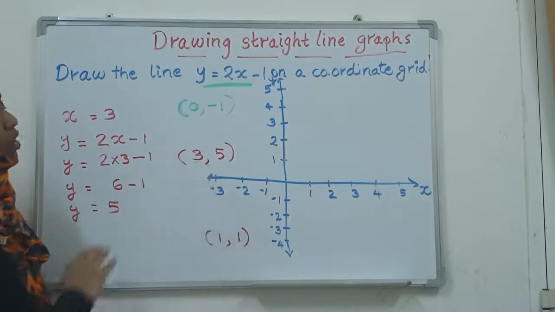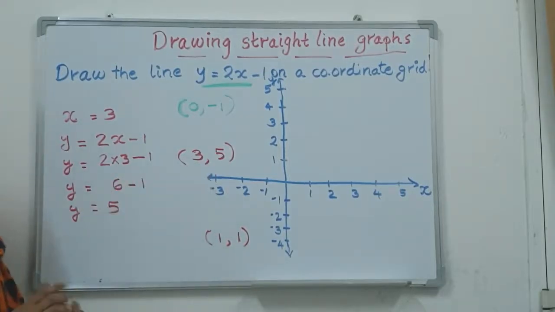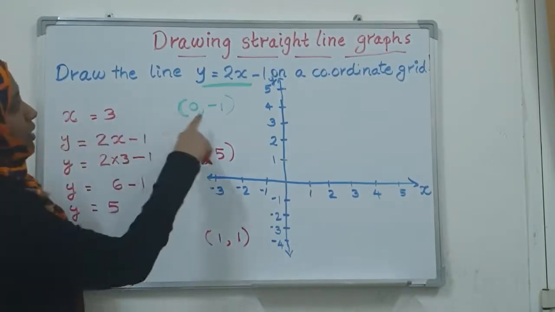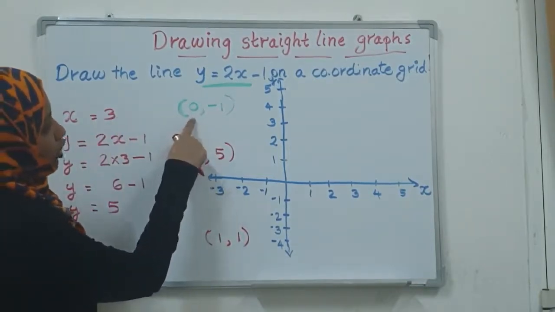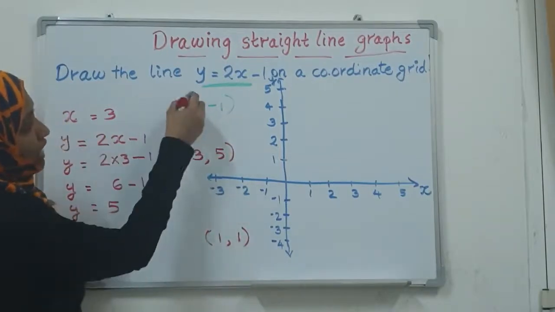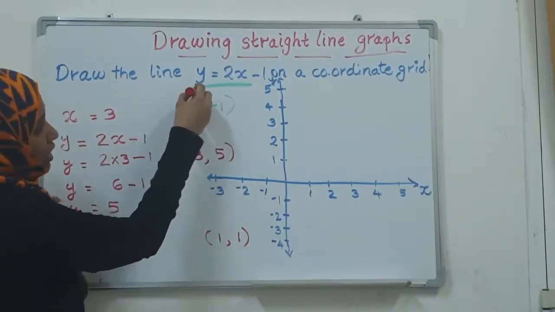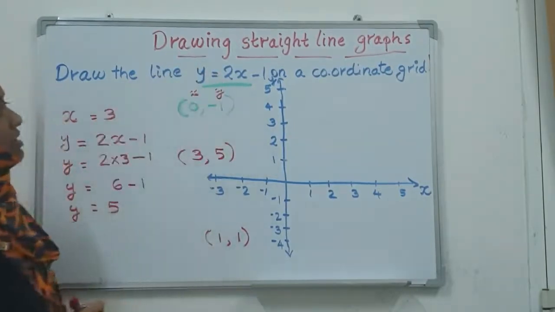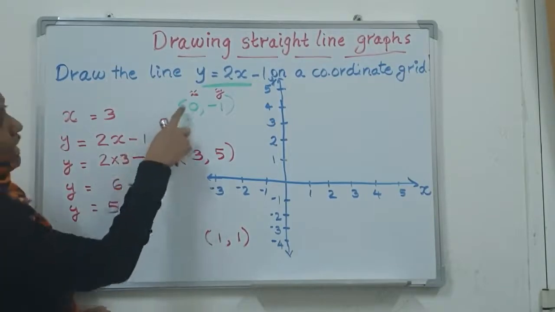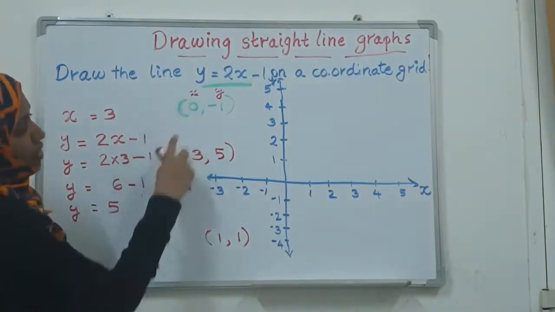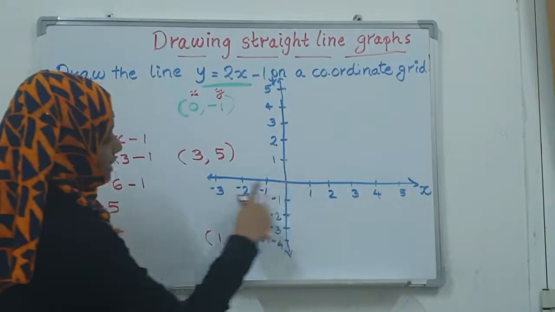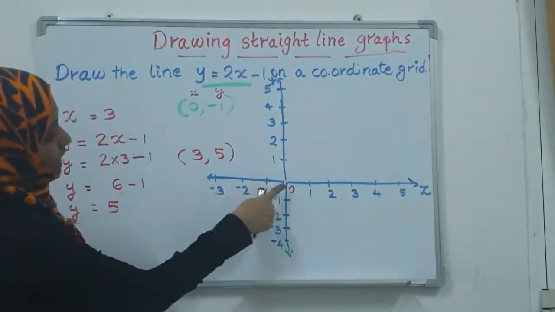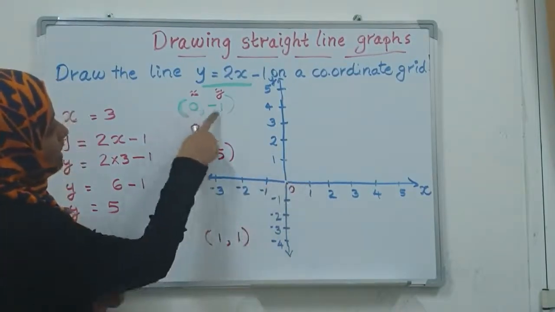Now I am going to plot the points in the grid. So, what's the first point of the coordinate? Here the coordinate is 0 and negative 1. As we know, the first coordinate represents the x-axis and the second one represents the y-axis. So choose the value of x as 0. Where is the x-axis? The x-axis is this, and here this will be 0. So choose x as 0 and y as negative 1.